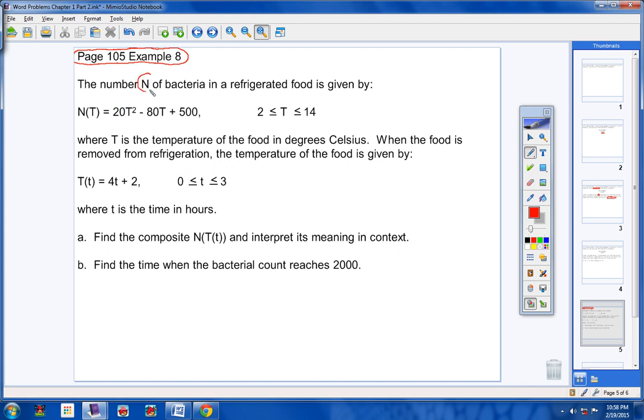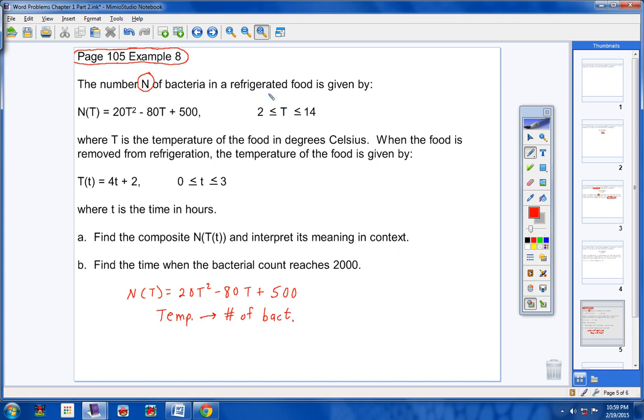The number n of bacteria in a refrigerated food is given by this function here, n of t, where t is the temperature of the food in Celsius. Now let's stop right there. Let's break this thing down, okay? It says n is the number of bacteria, t is the temperature. So what does this function do? I can give you the temperature of the food, and then you can tell me the number of bacteria. That's what this function does.